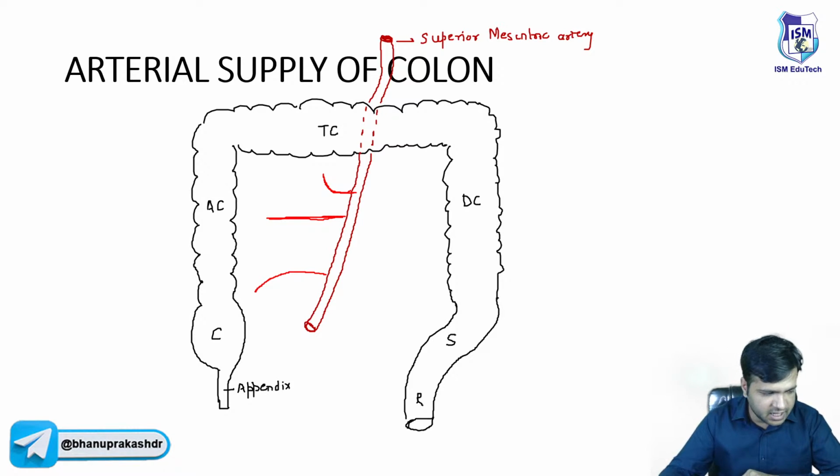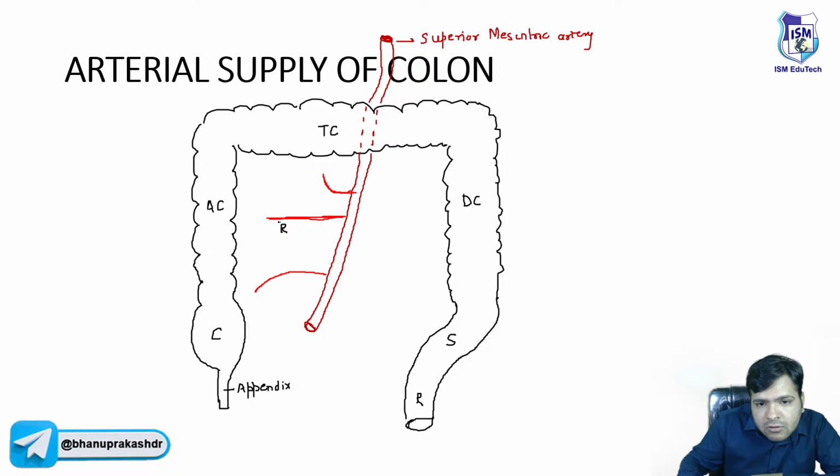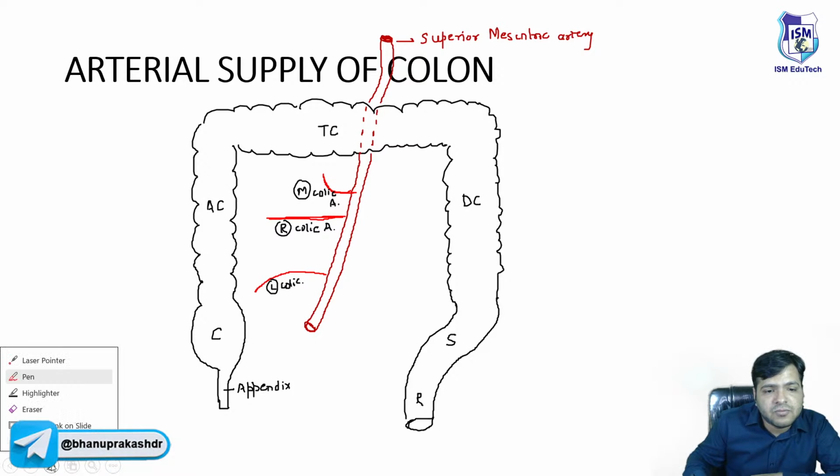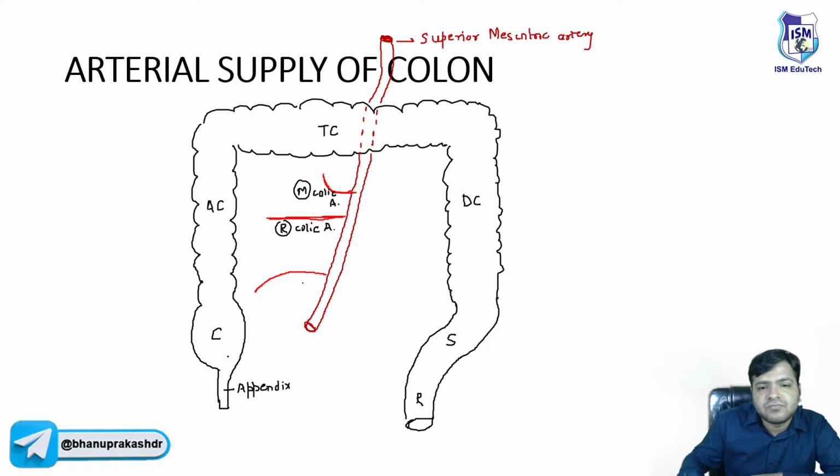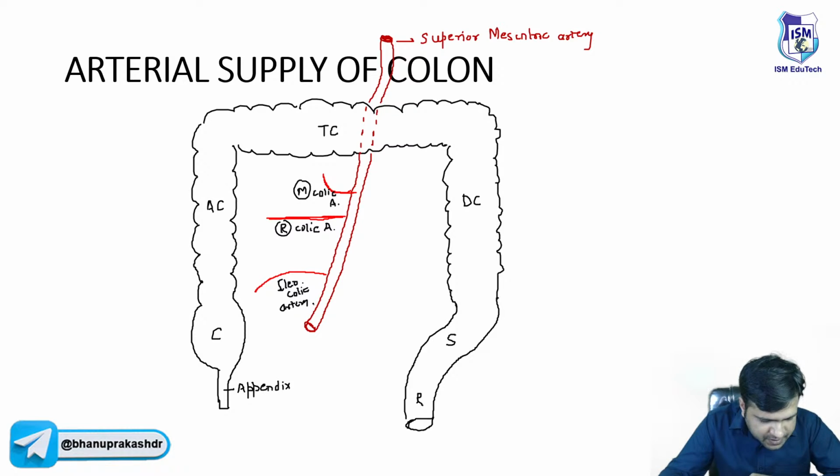So this is the right colic artery. I'm writing A for artery. We have the middle colic artery, and it is the ileocolic artery. So these are direct branches from the superior mesenteric artery.